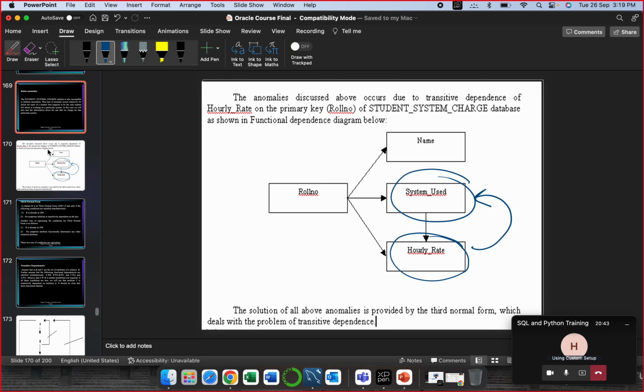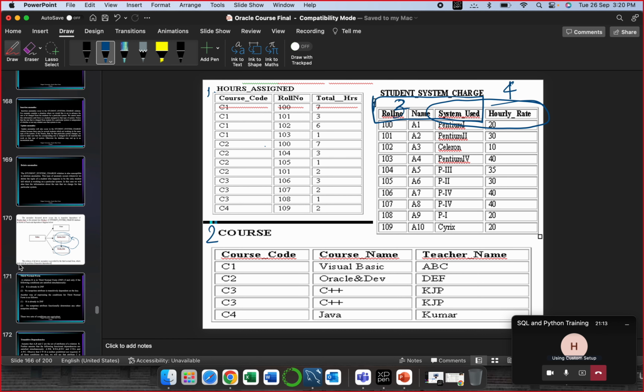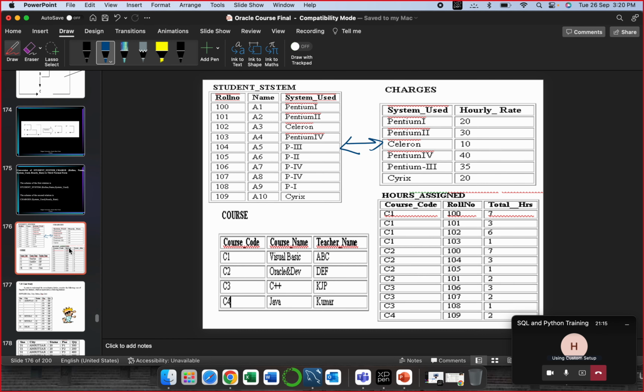Over here, let me get back to you again. So after second normal form, we had these three tables. Now in every table, we check: is there any insertion, updation or deletion anomaly? Like in this table, the student system charge table, we have that insertion, updation, deletion anomaly, because hourly rate and system used are dependent on each other, which is called the transitive dependence. That's why we separated these tables into two different tables with system used in both the cases.